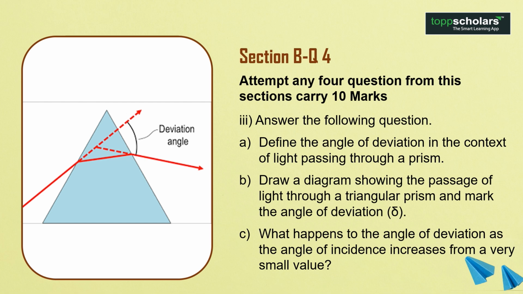The next question says, answer the following question. 3 questions are given. Define the angle of deviation in the context of light passing through a prism. Second says, draw a diagram showing the passage of light through a triangular prism and mark the angle of deviation. Third, what happens to the angle of deviation as the angle of incidence increases from a very small value? This question is asked for 4 marks.